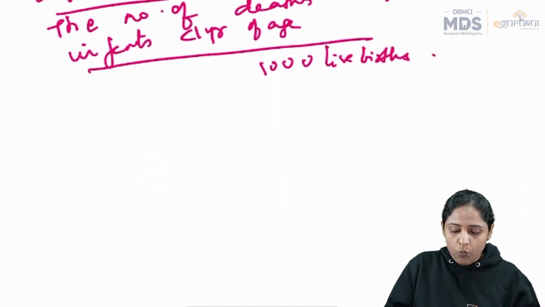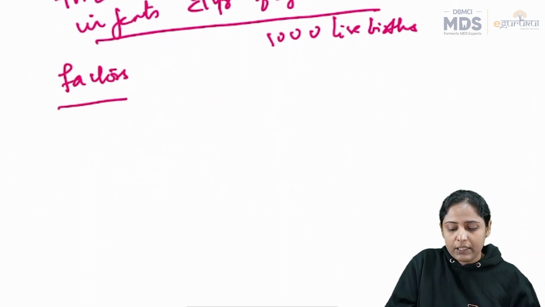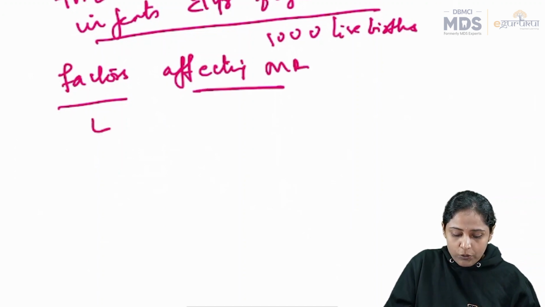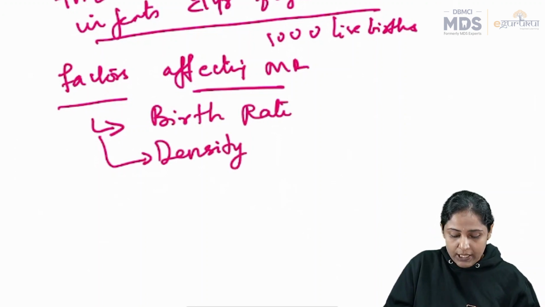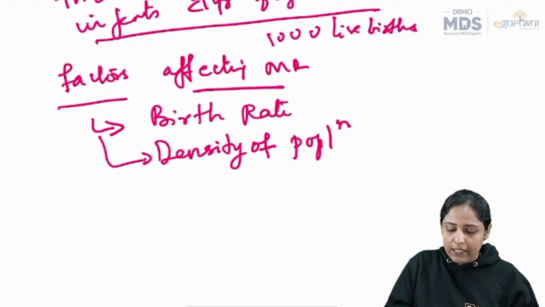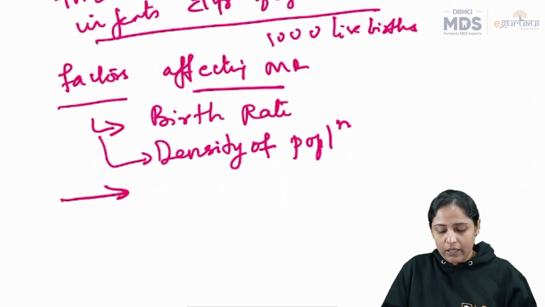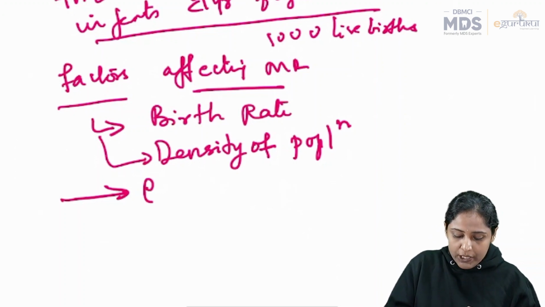Now we come to what are the factors affecting mortality rate. There could be various factors. It could be a high birth rate, which often is associated with a high infant mortality rate or maternal mortality rate. Then the density of the population could be a factor. High population density generally indicates an environment with an increased risk of infection.